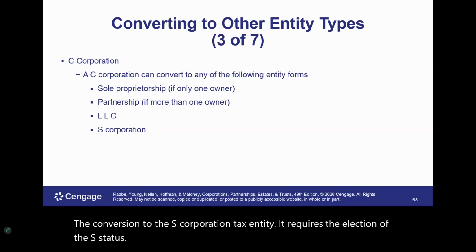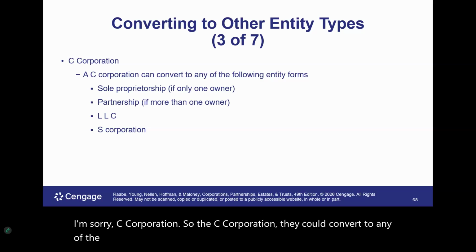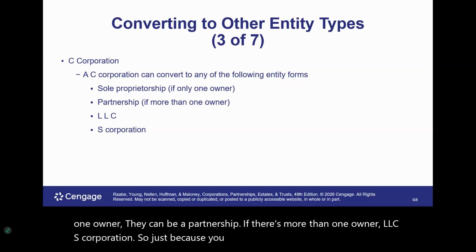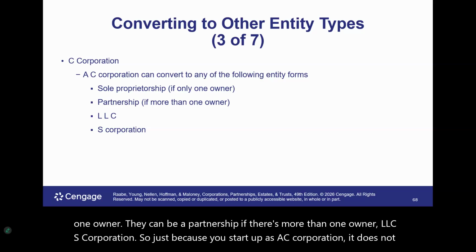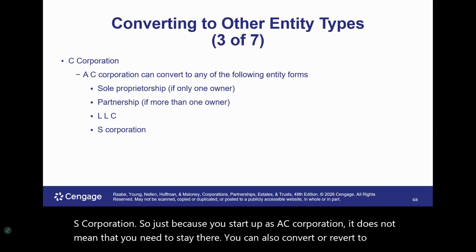C corporation. So the C corporation, they could convert to any of the following entities. They could be a sole proprietorship if there's just one owner. They can be a partnership if there's more than one owner, LLC, S corporation. So just because you start off as a C corporation, it does not mean that you need to stay there. You can also convert or revert to another type of tax entity.